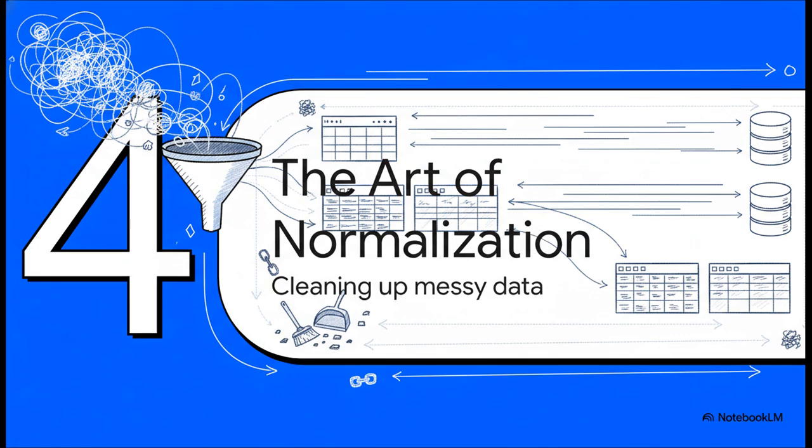So let's say we've picked a relational model, and we've built our tables. We're done, right? Well, not quite. Just because your data's in a table doesn't mean it's organized well. And that's where normalization comes in. It's basically the process of tidying up our database design to cut down on repeated information and make sure our data stays consistent and reliable.